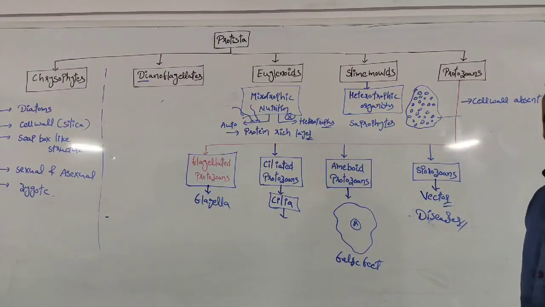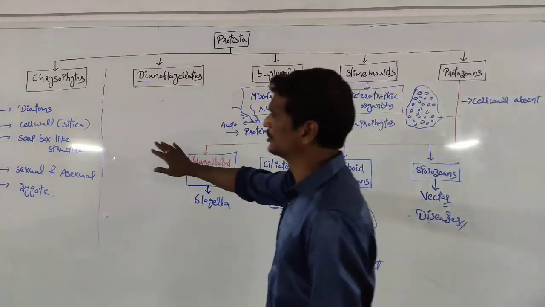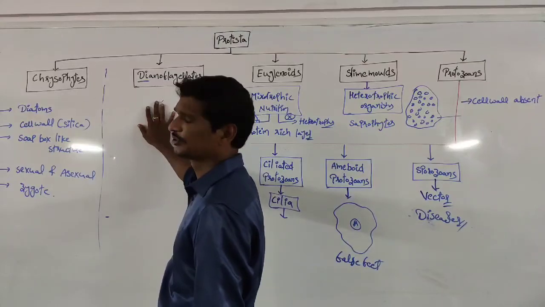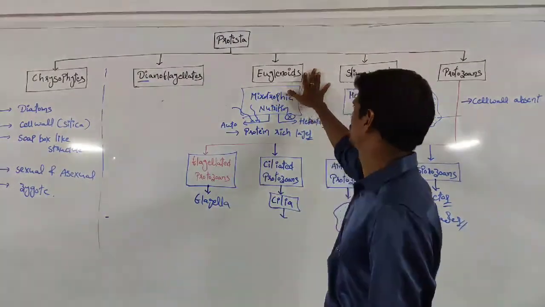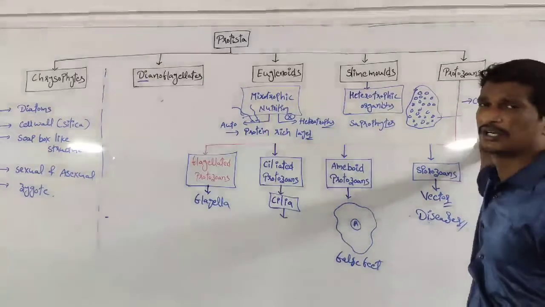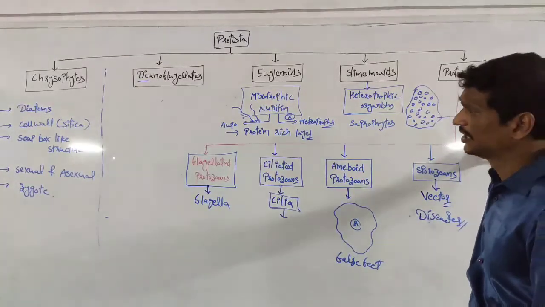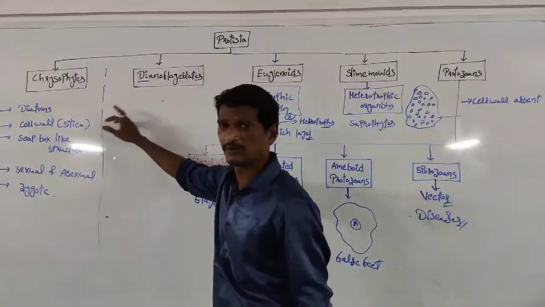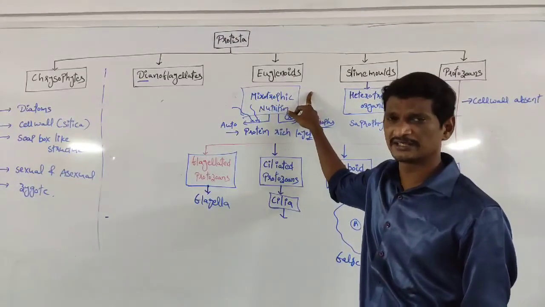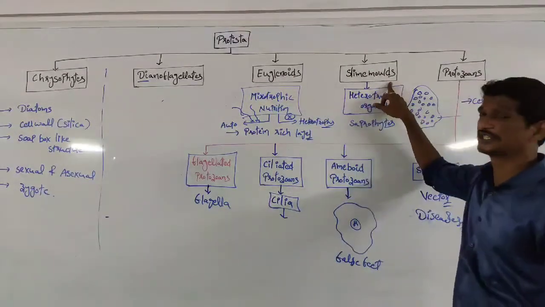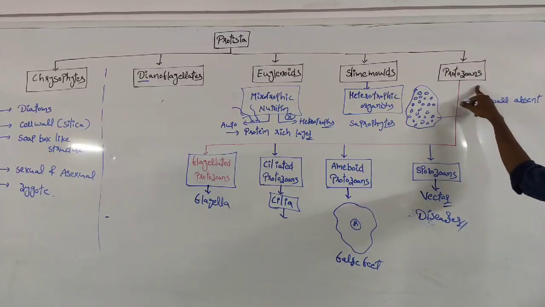There are chrysophytes, dinoflagellates, euglenoids, and slime molds. The first two show autotrophic nutrition. The center one shows mixotrophic nutrition, and the last two show heterotrophic nutrition. And cell wall is present in the first ones, replaced by a rich protein layer in one, and absent in the last ones.